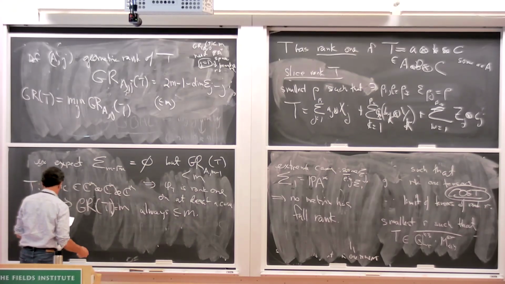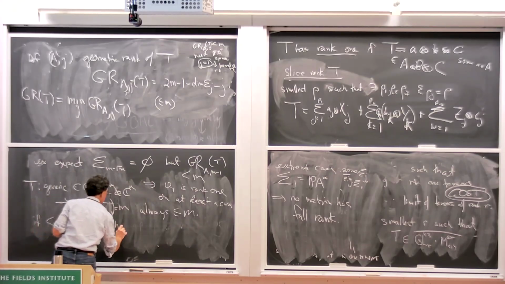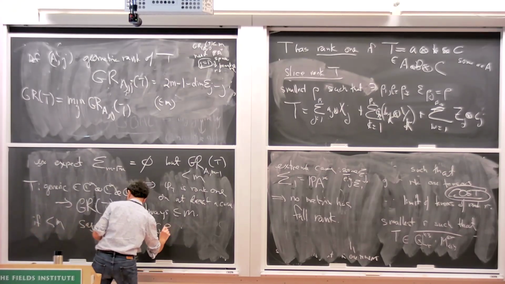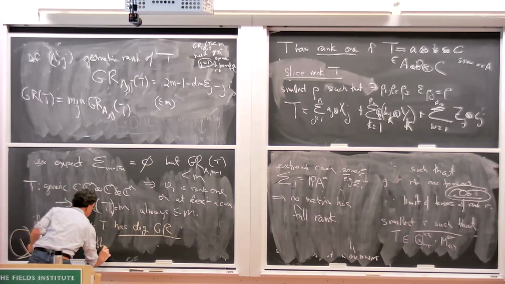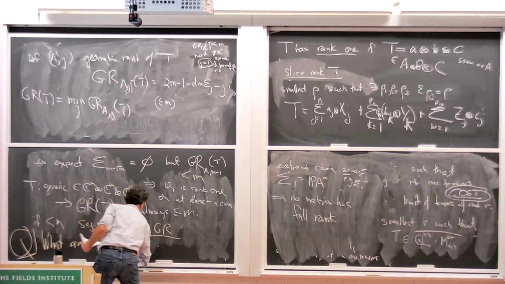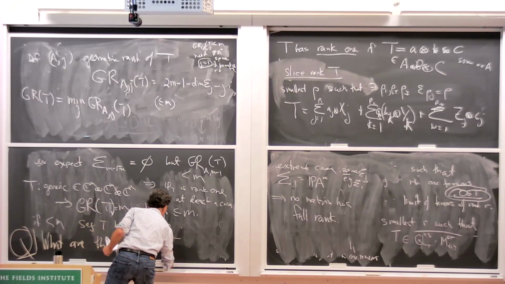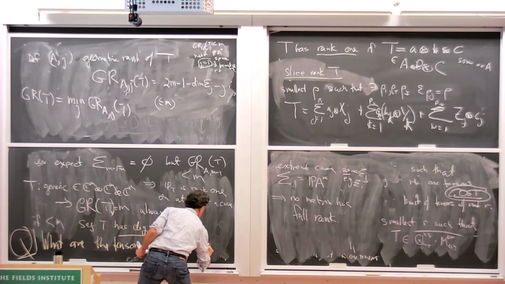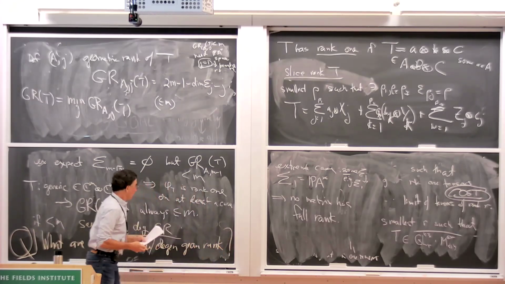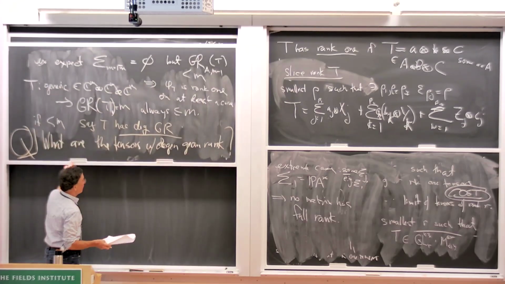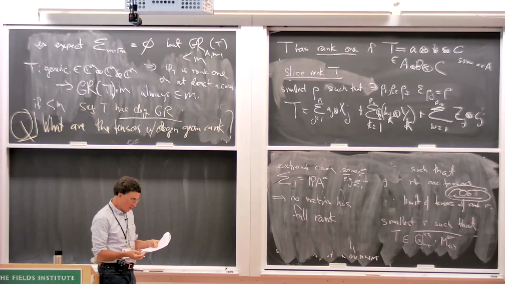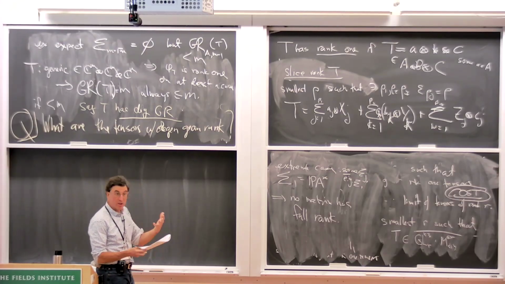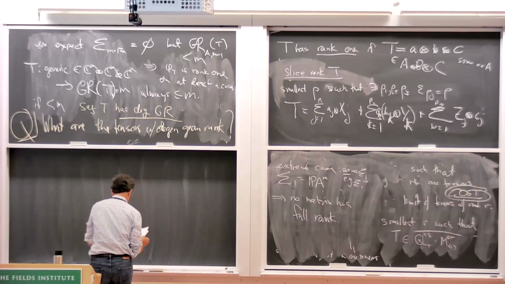If less than m, we'll say T has degenerate geometric rank. And so here's the first question. What are the tensors with degenerate geometric rank? And I emphasize that the surface has barely been scratched by algebraic geometers. We have not really started to look at this yet, which is why I think it's a very appropriate subject.